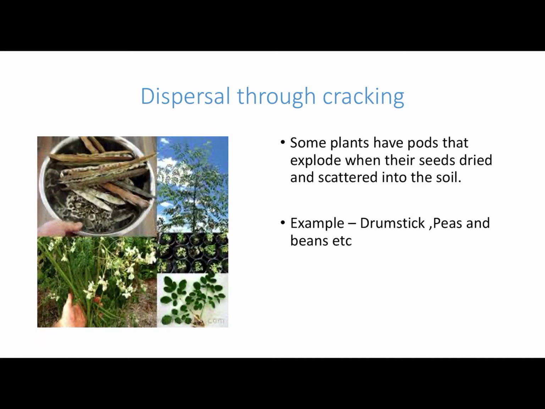Drumstick plant is very important for our health. Leaves, fruits, flowers, all these parts are used for medicinal purpose. I hope you have understood quite well how and why plants have a presence everywhere. Seed dispersal plays a very vital part in increasing the number of plants all over the globe.